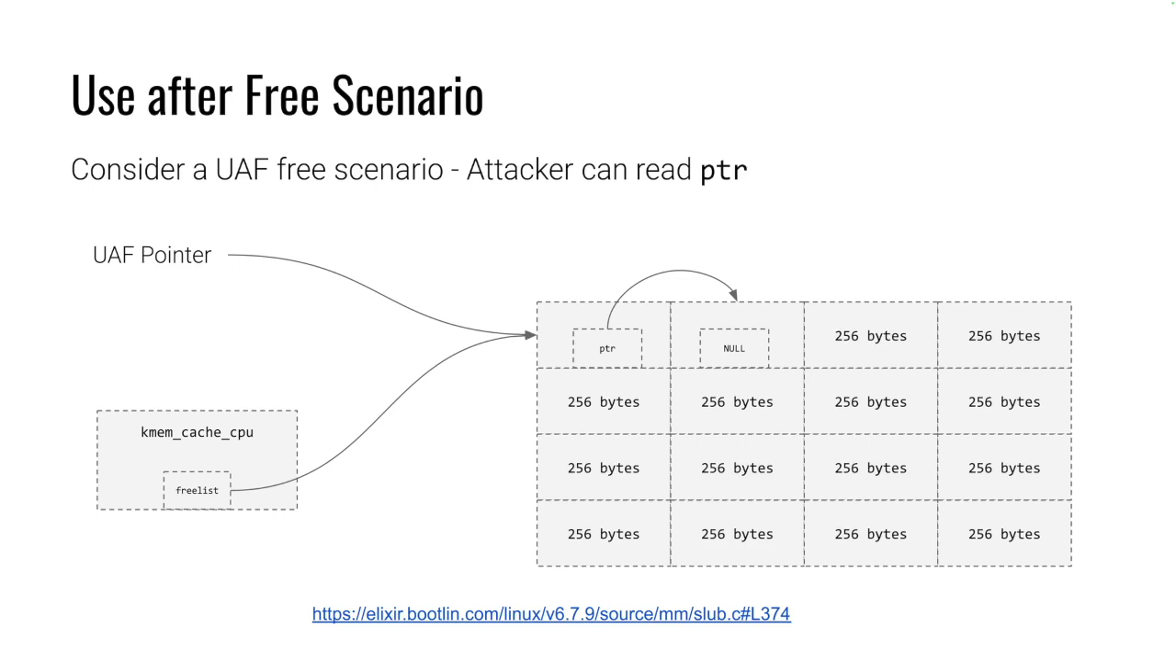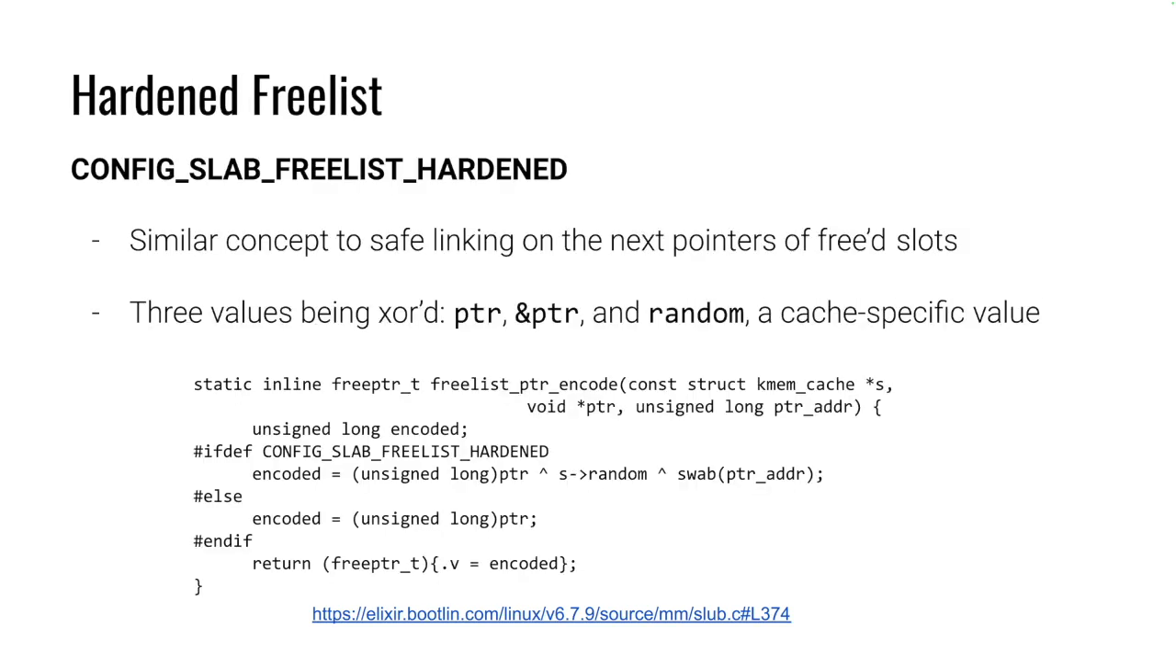And how did tcache protect next pointers? Tcache used something called safe linking, where they XORed specific values with the pointer to obscure it. That way, if the next pointer happened to be visible or leaked to an attacker, the initial value that's leaked doesn't provide any useful information. Well, freelist hardening works very similarly to safe linking on the tcache side. The logic is we're going to XOR some values with the pointer, and this should obscure it to make it functionally useless to the attacker.